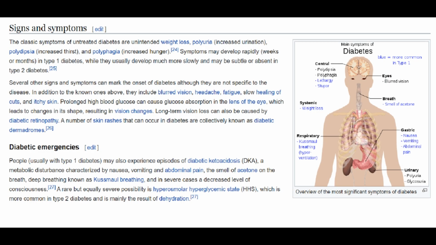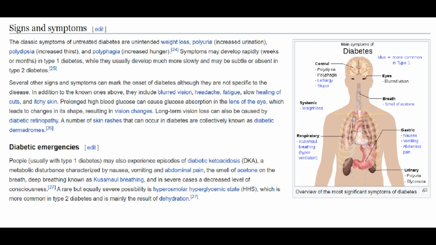Signs and symptoms. The classic symptoms of untreated diabetes are unintended weight loss, polyuria, increased urination, polydipsia, increased thirst, and polyphagia, increased hunger. Symptoms may develop rapidly, over weeks or months, in type 1 diabetes, while they usually develop much more slowly and may be subtle or absent in type 2 diabetes.